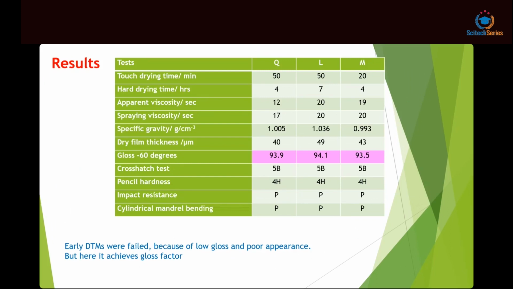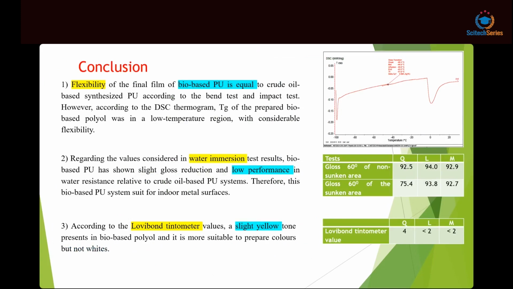Likewise, pencil hardness, all these three have the same pencil hardness, impact resistance, mineral blending test, all are equal. My conclusion: flexibility. When we think about the flexibility, here you can see a DSC thermogram. According to the DSC thermogram, we can see the Tg, glass transition temperature, on the minus side. Therefore, we can say the flexibility is very good, right?